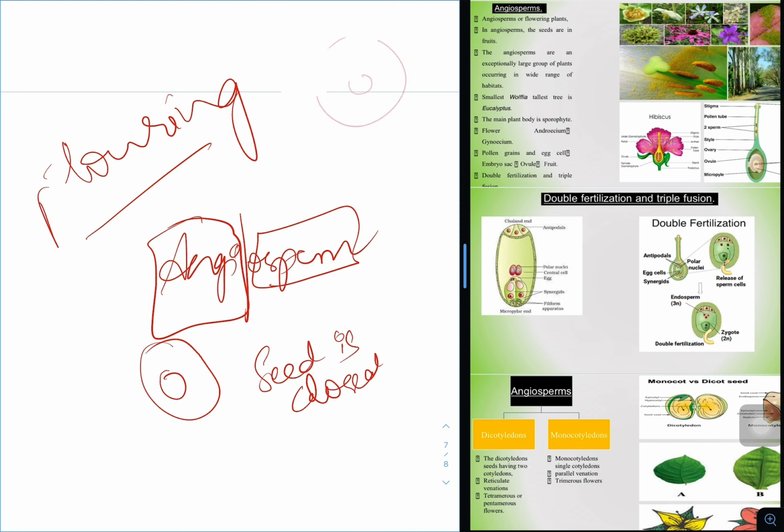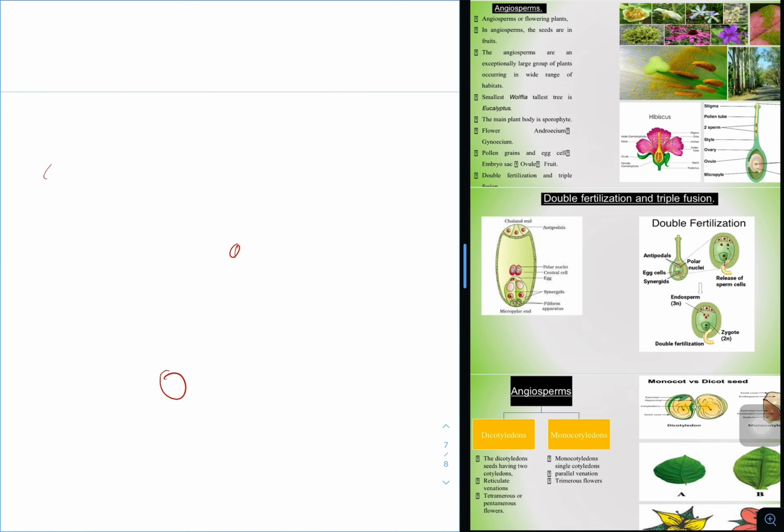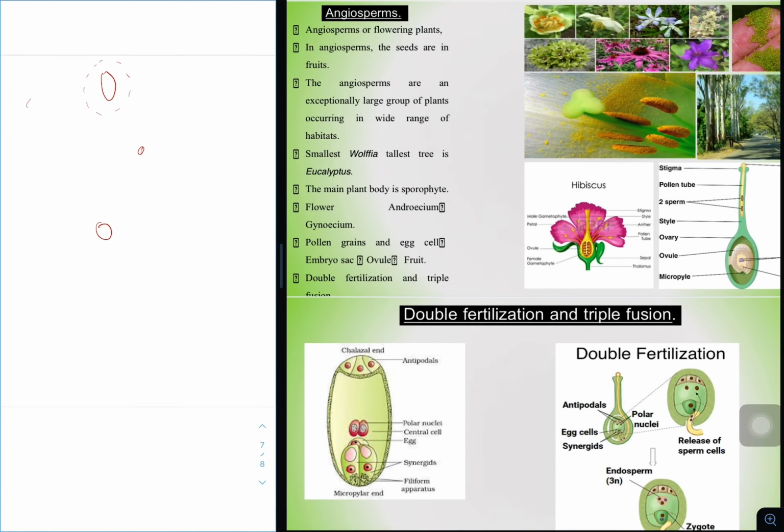Whereas gymnosperms have seeds, but there is no outer covering. The seeds are directly visible, hence they are called gymnosperms. Whereas in angiosperms, the seeds are not visible. Why? Because they are covered by fruit, hence they are called angiosperms.